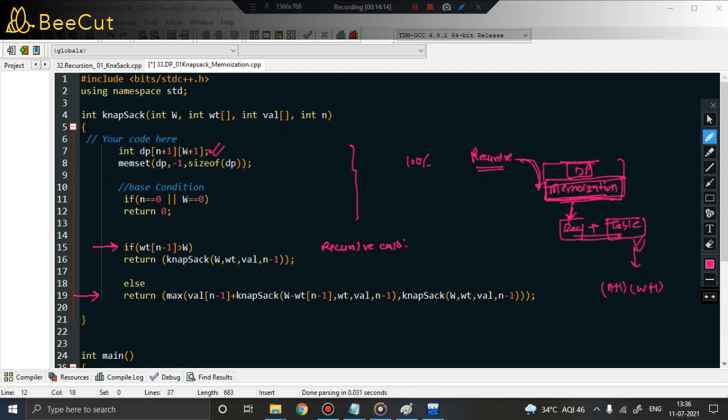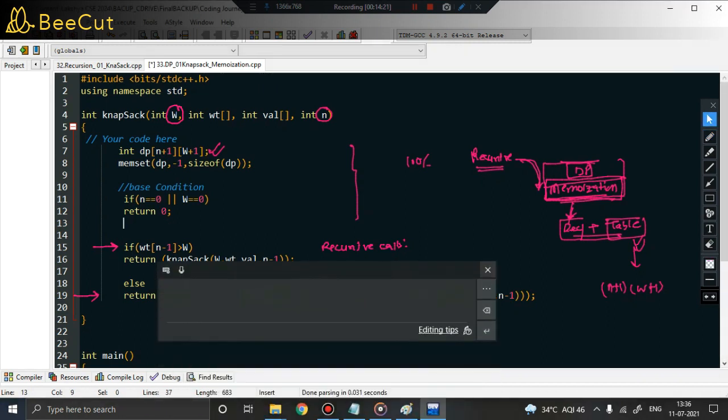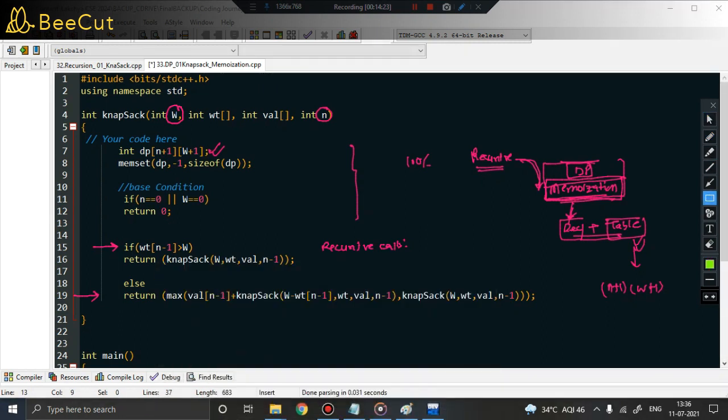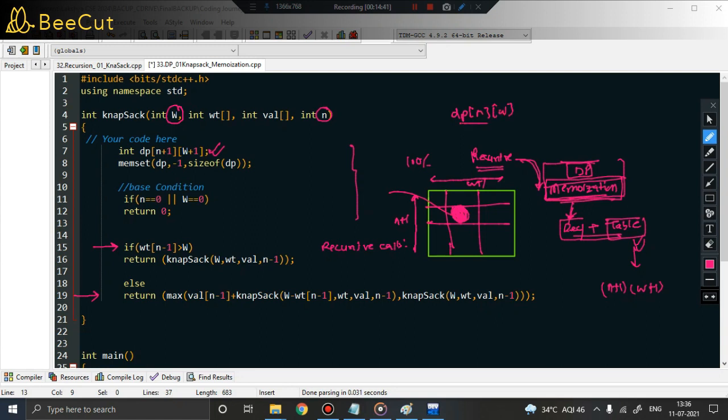So basically, if I am receiving capacity of knapsack as w and number of items as n, and you just draw the table, this has n plus 1 dimension, and this has w plus 1, right? You know that the cells here correspond to a subproblem. Means dp of n w will give you the solution to the subproblem, the answer to the question that you are asking.